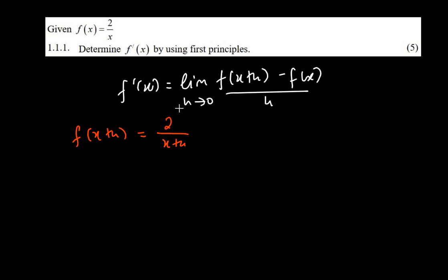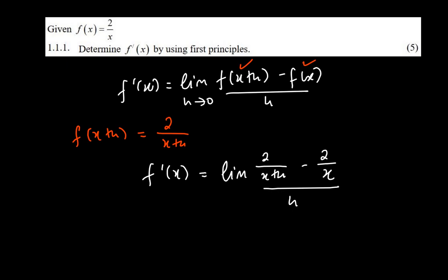Quite simple, right? Now we have to substitute that in this equation, because this one is already given. So we substitute into the formula, then we're going to have the limit of 2 all over x plus h as our f of x plus h, minus f of x, which is 2 over x, divided by h as h approaches 0. Now that we have a situation like this, we need to be careful. We need to simplify as much as we possibly can here.